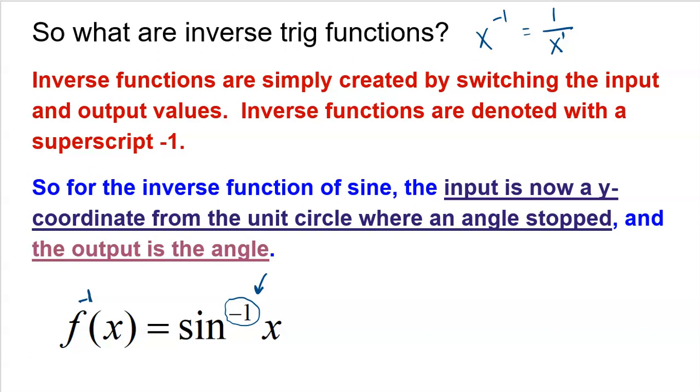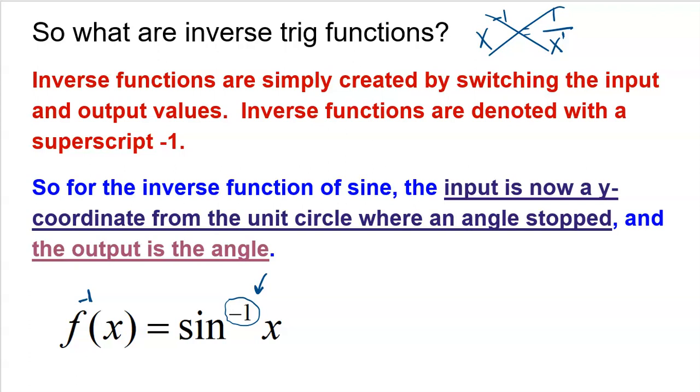So again, I know that that's confusing because you're used to seeing -1s as exponents and you understand what a -1 exponent tells you to do. But these are not exponents. This is representing an inverse function. So this is just a little superscript that signifies this is an inverse function. So when you're working with inverse sine, and again, how do I know I'm working with inverse sine? I see that little -1. Okay. All that means that my input and my outputs are switched.